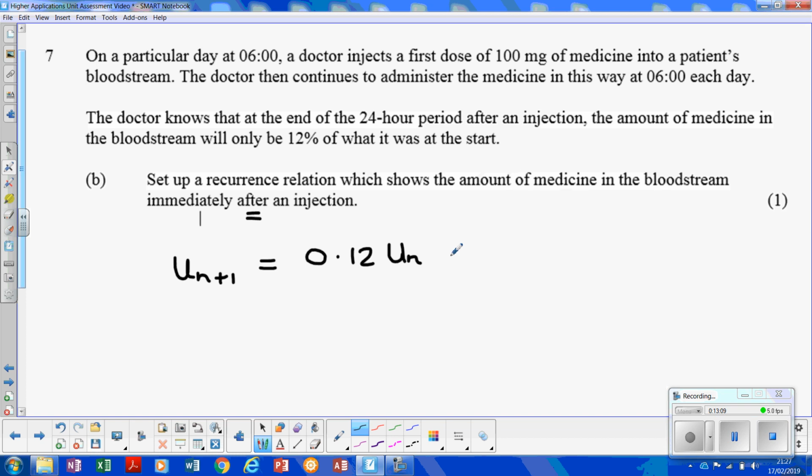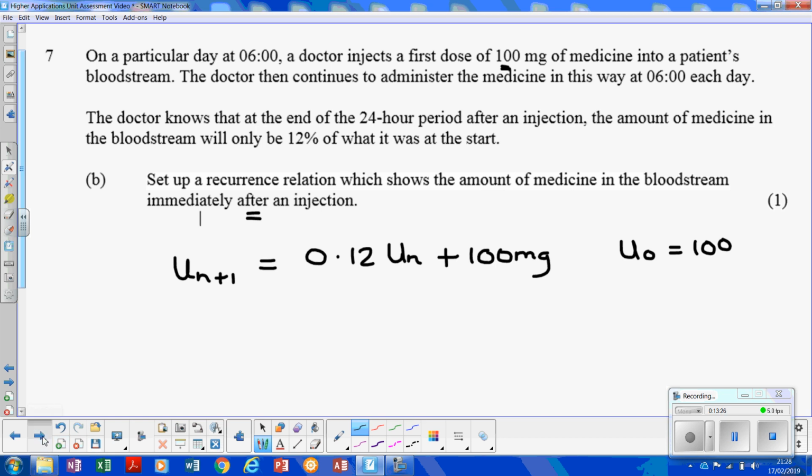But then it's immediately after an injection. So immediately after it, he's injected another dose of 100 milligrams. So it's plus 100 milligrams. Okay, and if you want to fill in there, the initial dose U0 was equal to 100. Okay, and that's your recurrence relation.